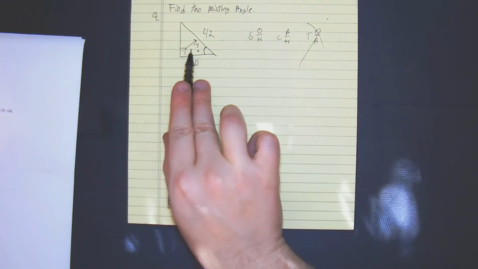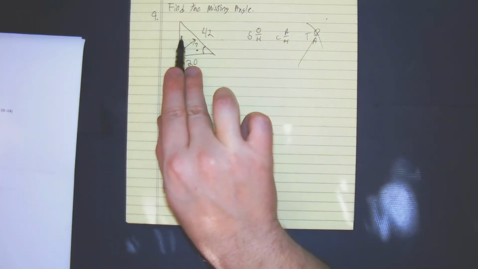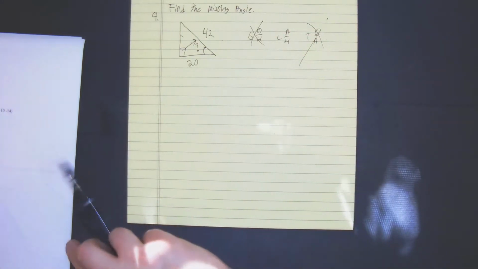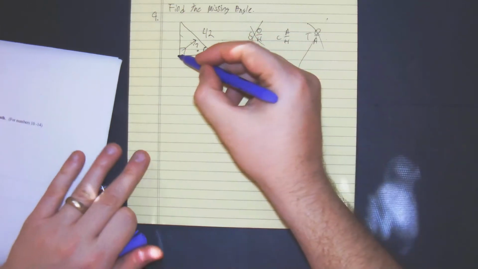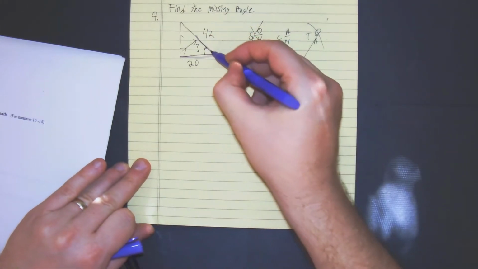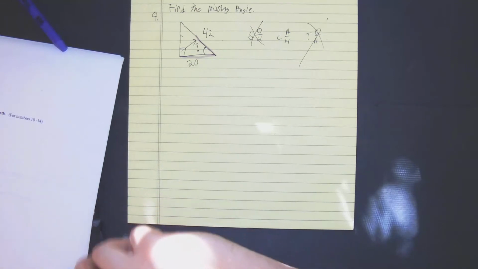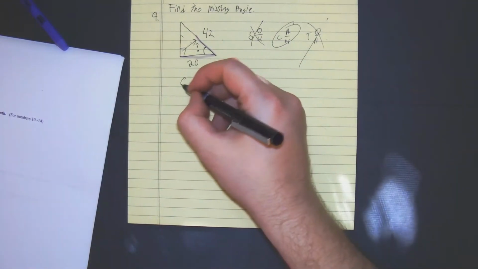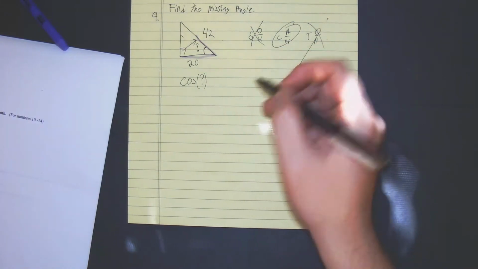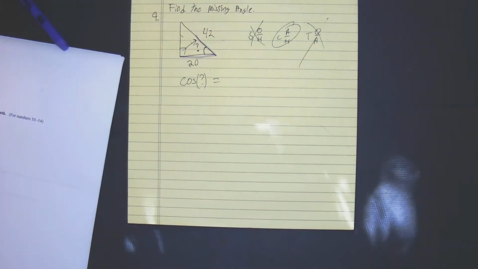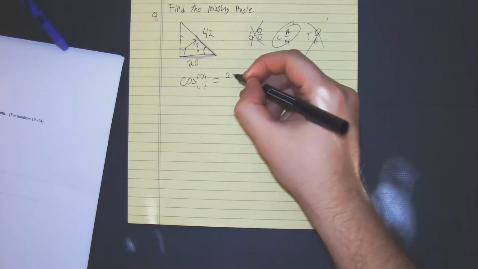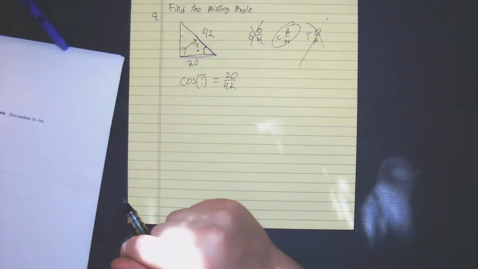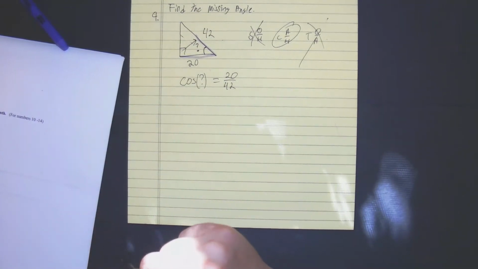I'm going to draw an arrow across from the question mark. That means we don't have an opposite. We have an adjacent. And remember, adjacent means it makes up the angle in this situation. It's right next to the angle. So we're using cosine. So we have the cosine of the unknown angle is equal to 20 over 42. You could simplify it, but since we're using a calculator, there's really no need.